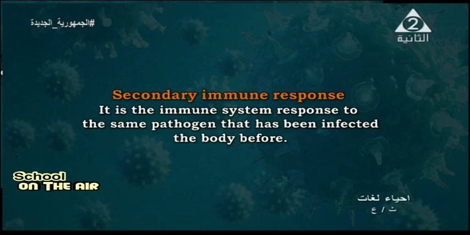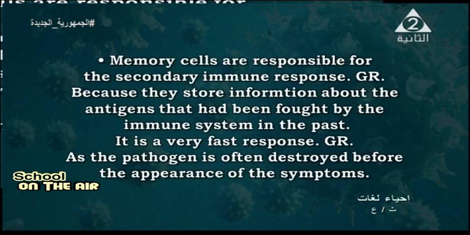The secondary immune response is the immune system's response to the same pathogen that has infected the body before. Memory cells are the type of cell responsible for the secondary immune response because they store information about the antigen that has been fought by the immune system. This memory cell contains information, and this information helps the body to overcome the infection by this disease.